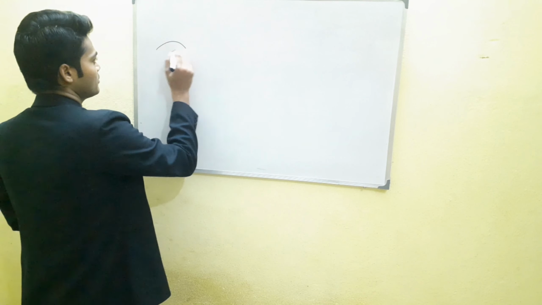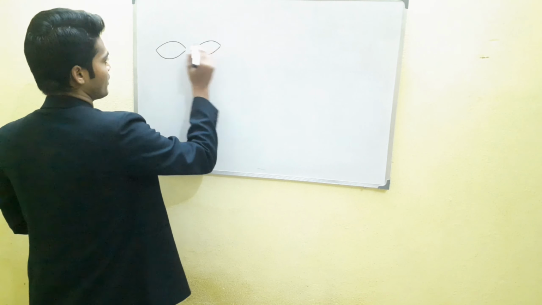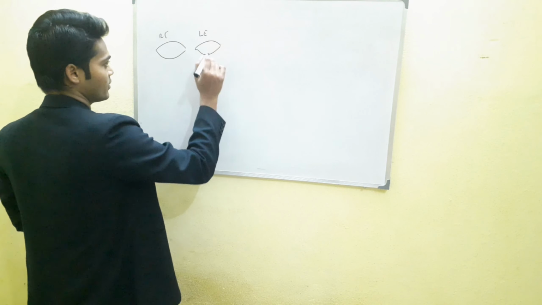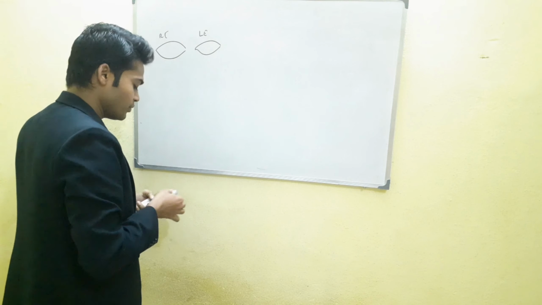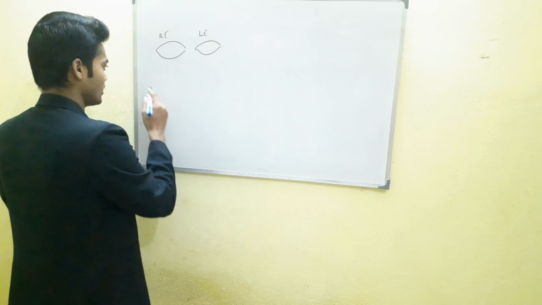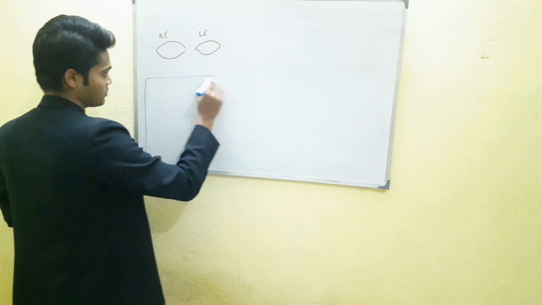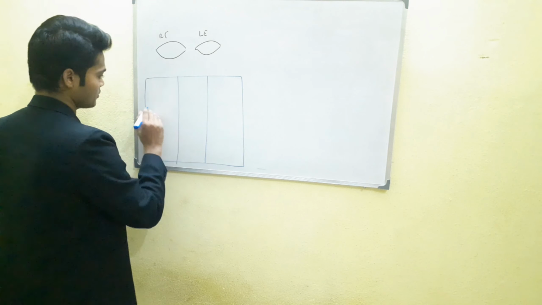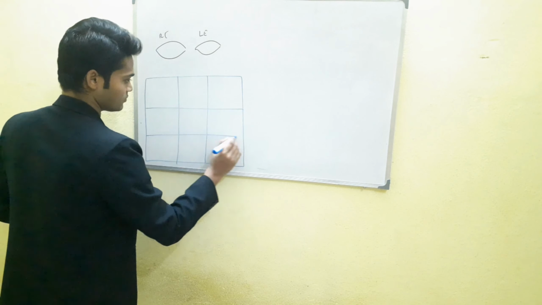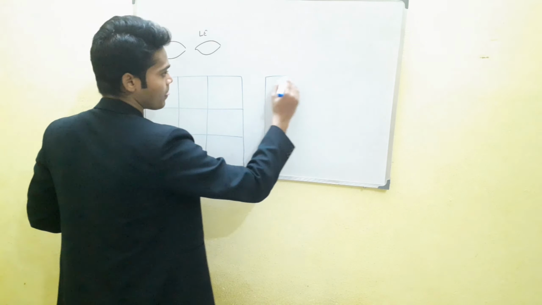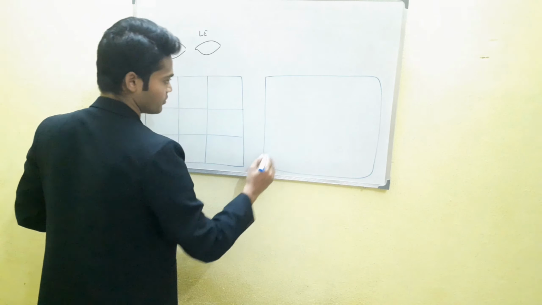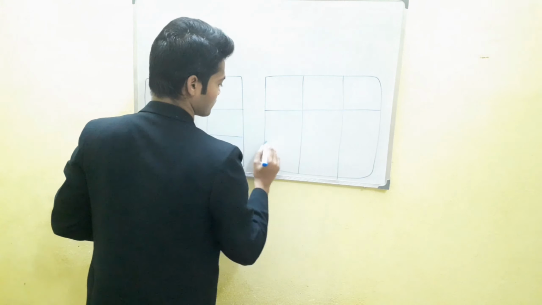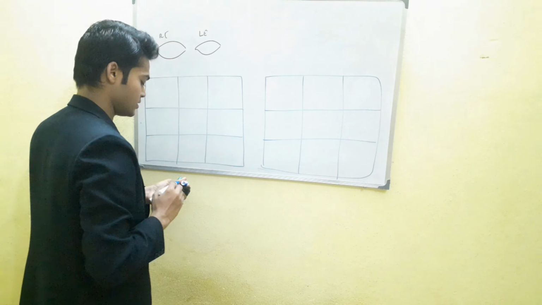Suppose this is an eye. This is the right eye, this is the left eye. We do the same as in the previous session: just draw or plot all the 9 quadrants first. Simply draw it. As with the previous one, we simply draw the 9 quadrants.